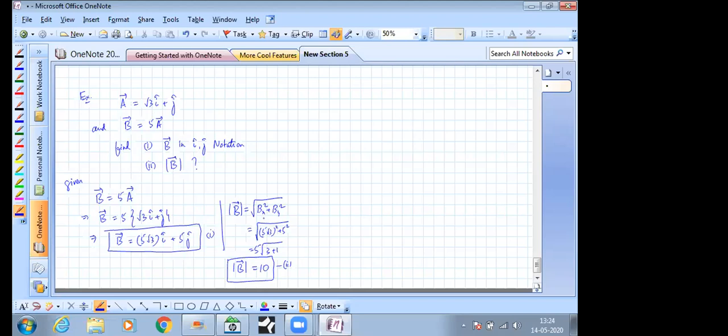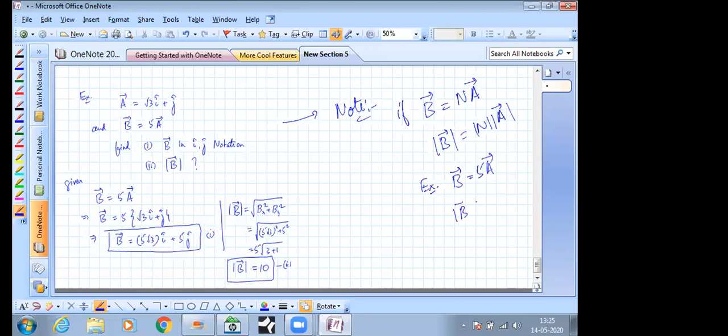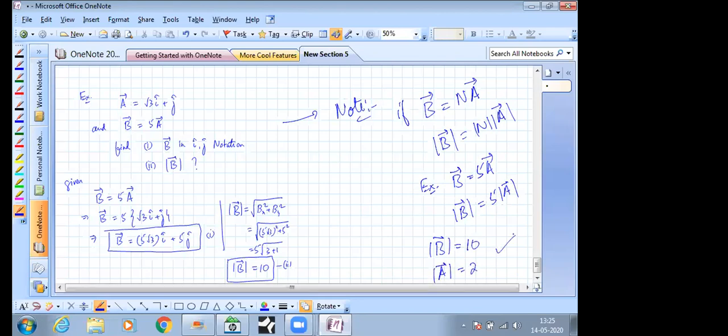So in general, it will also satisfy this property, that if vector B is n times vector A, then mod of B should become mod of n times mod of A. Because n could also be a negative number. So for example here, if B is equal to 5A, then mod B should be equal to 5 times mod A. And you can see that mod B is coming out to be 10, whereas mod A, if it worked out earlier, was coming out to be 2. So you can see that the condition is satisfied.